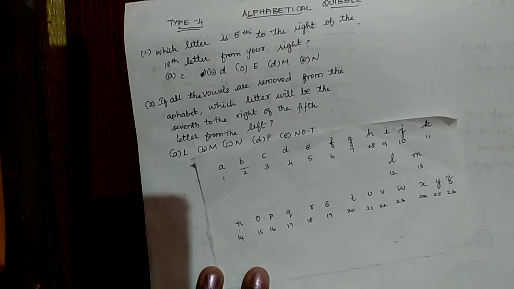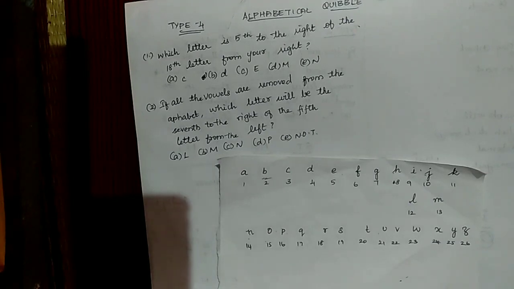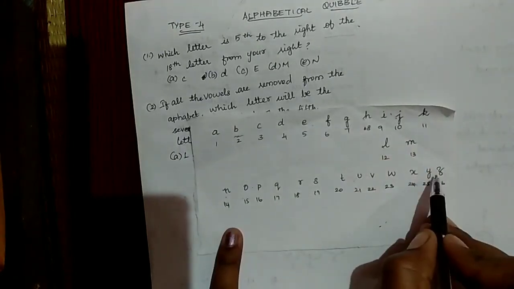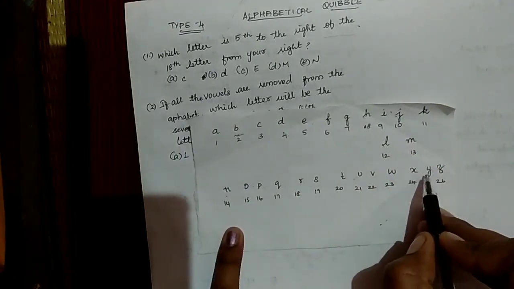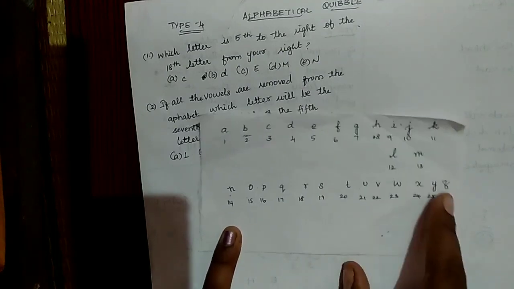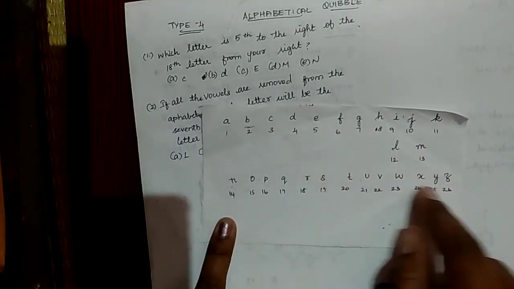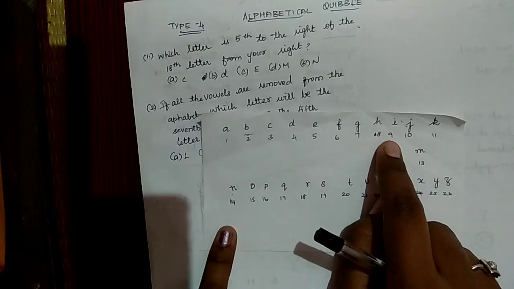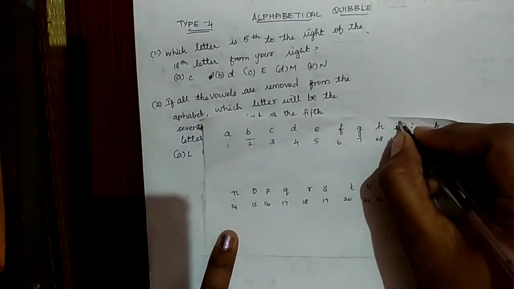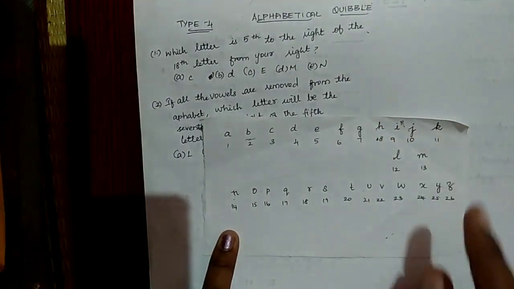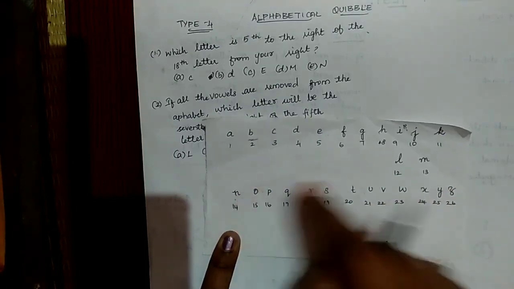So what are they asking? They are asking from your right. So we have to count 1, 2, 3 from the Z. Z as 1, Y as 2 and like that. While counting like that, we'll be getting the 18th letter as I, right? So I is the 18th letter we count from our right.